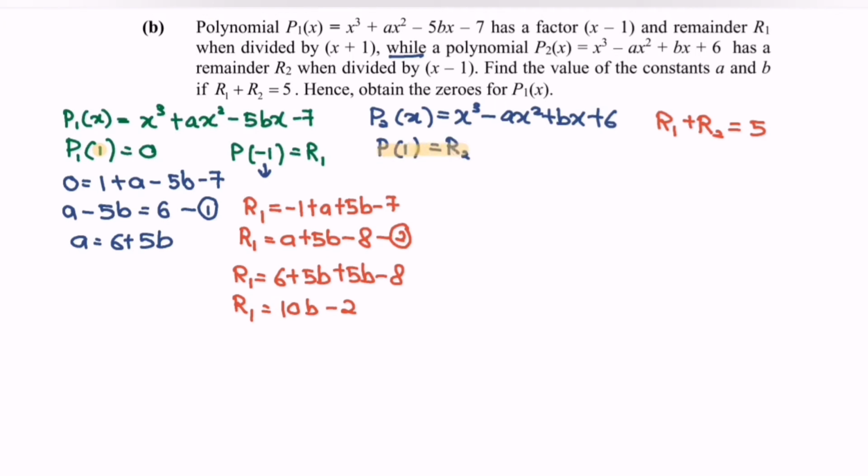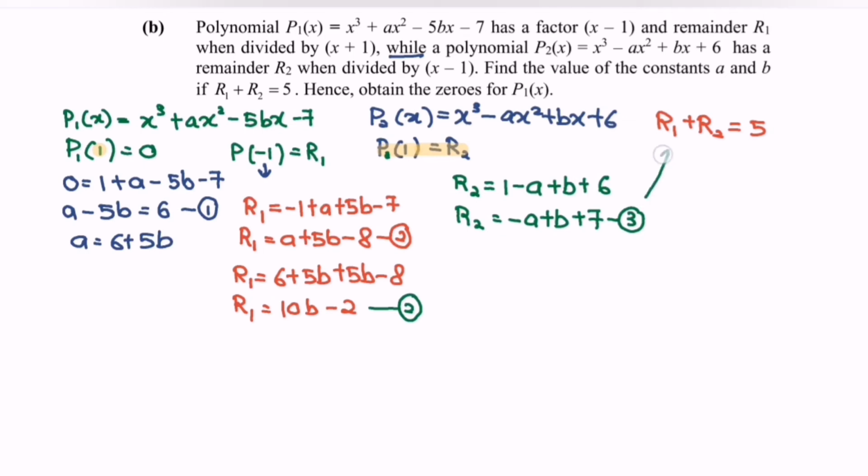Next, let's proceed with p2(1) = r2. Let's substitute. So if we substitute 1, we will have r2 = 1 - a + b + 6. Simplify. So r2 = -a + b + 7. That will be the third equation. So now we are going to relate the situation with r2 and r1.